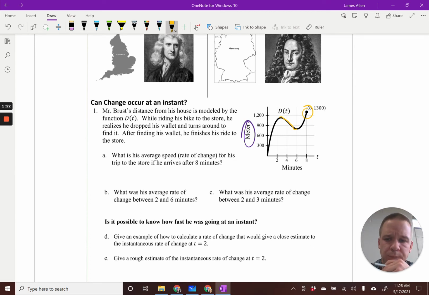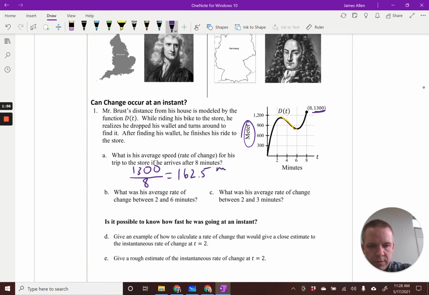Okay, so let's see here. What is his average rate of speed? Rate of change, or his average speed, for his trip to the store if he arrives after 8 minutes. Well, it took him 8 minutes to travel a total distance of 1,300 meters. So we could do 1,300 divided by 8. That'd be our meters per minute, right? Let's go ahead and do that. And that gives me 162.5 meters per minute. Okay, cool. I like it. Simple enough, right?